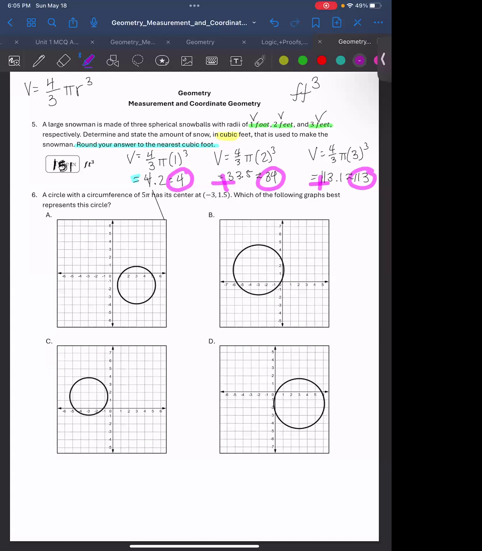All right. So the next one says a circle with a circumference of 5 pi has its center at -3, 1.5. Which of the following best represents this circle? So the first thing I want to do is make sure that my circle has the right center. So are there any I can eliminate right off the bat?